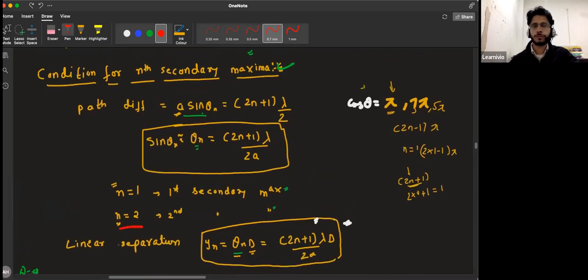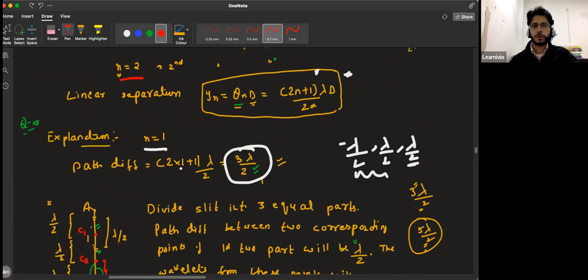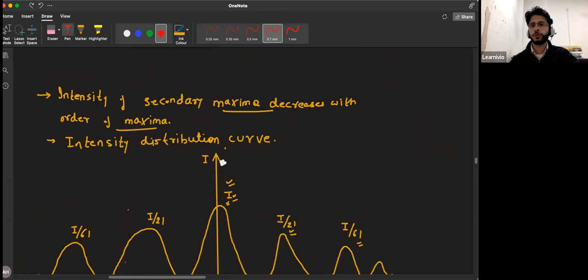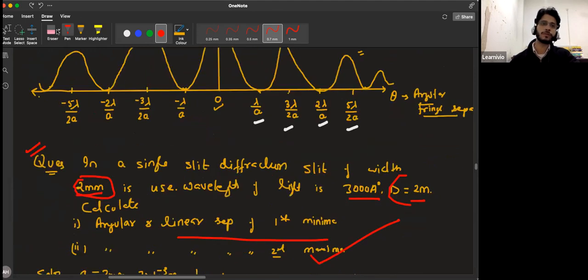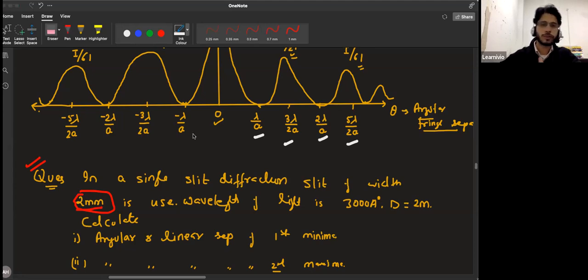Written? Yes. Okay. Yes, this is the question. 2 mm, 3000 angstrom, D is 8 meter. Just note it down and write your answer in the chat room first.